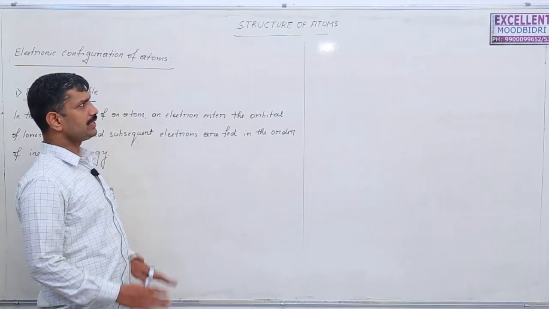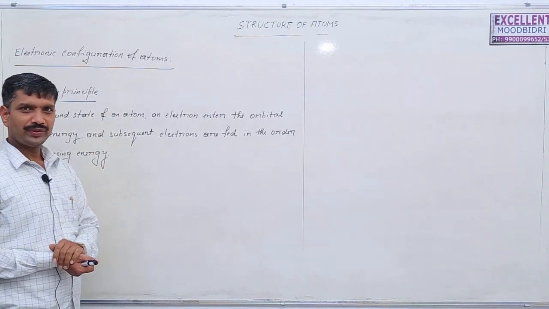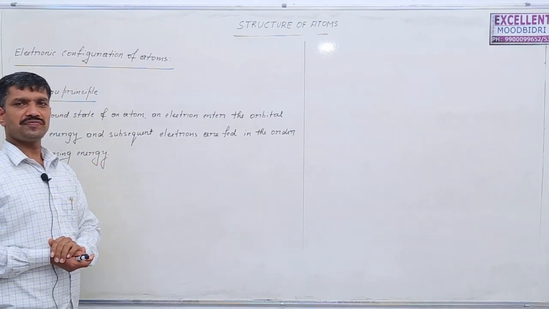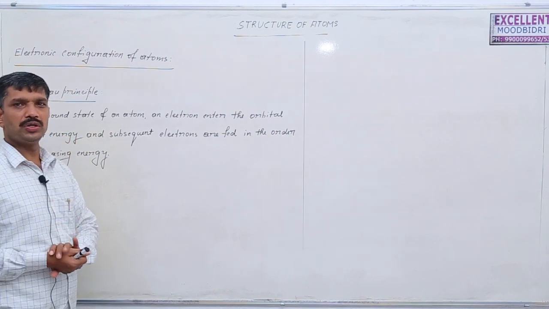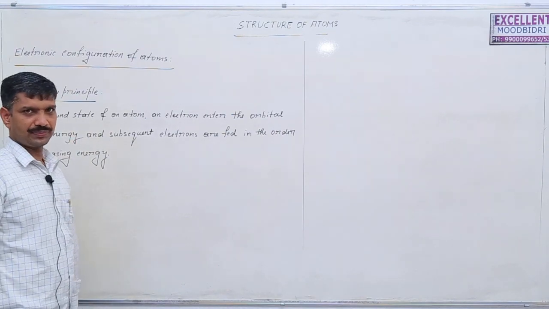Hi students, in this session I want to discuss the electronic configurations of atoms. To write the electronic configuration of atoms, you have to follow some rules. Under that, the first rule is the Aufbau principle.